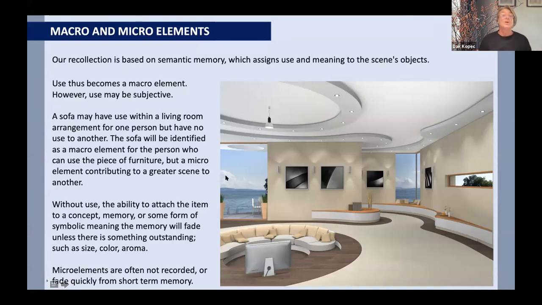That's the fundamental goal. So without the ability to attach an item to a concept, a memory, or some form of symbolic meaning, the memory itself will fade away. And you'll remember this for, you know, a week, 2 weeks, but it'll eventually fade away. And then you look at it maybe a year or two later and you're like, oh, why didn't I incorporate that into my design? It was so cool. Well, because there's really not a whole lot that's descript about this. So the color is not descript. The lines are not particularly descript about it. And so you then have to look for function or use.